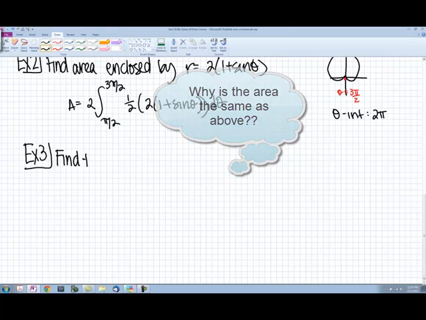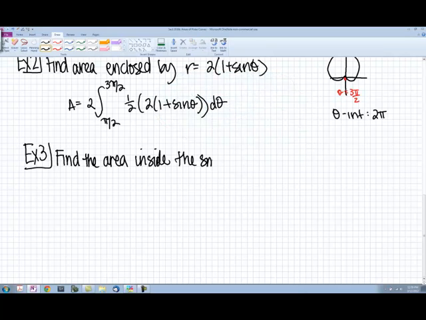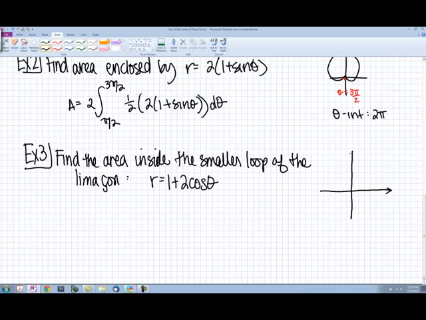Now here's a different kind of question. I want to find the area inside the smaller loop of the limacon r equals 1 plus 2 cosine theta. When theta is 0, we get 3. When theta is pi, we get -1. So notice the angle is pi, but I have -1. That means somehow it has gone around and done this. This is 0 to pi, and then the remainder of it looks like this.